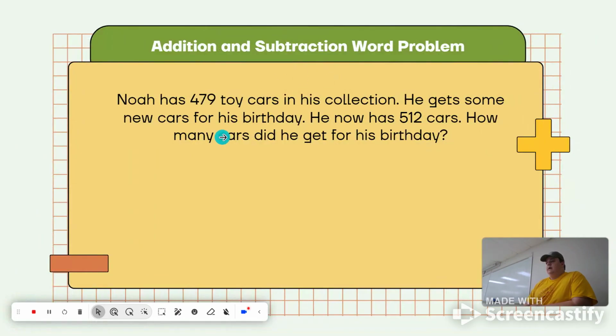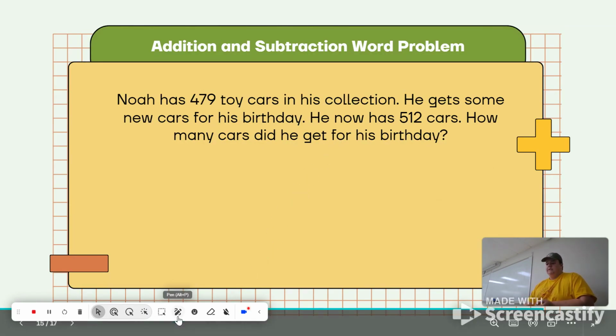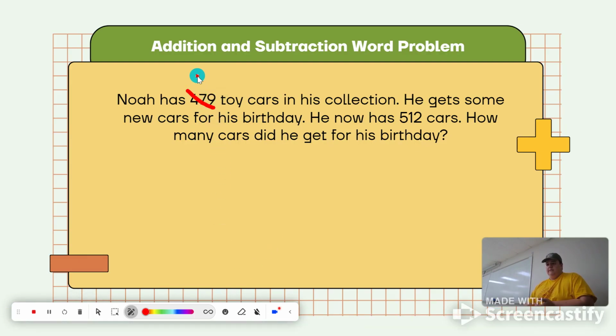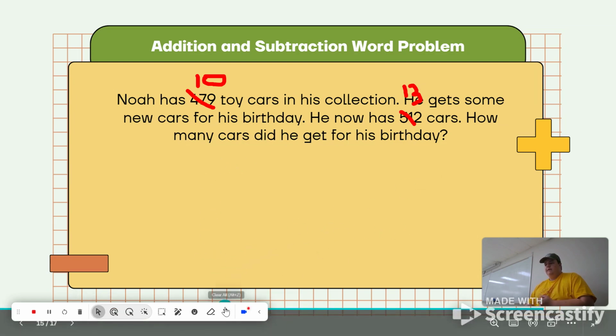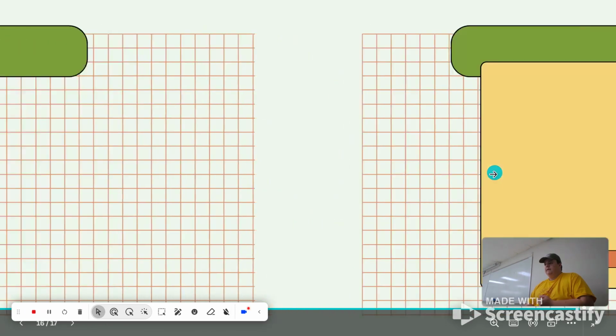Okay, so these are big numbers, but it kind of gives you an idea. Noah has 479 toy cars in his collection. Let's go ahead and mark this out and say Noah has 10. Okay, and say he gets some new cars for his birthday. So mark that out and say he now has 13. Okay, how many cars did he get for his birthday? Well, let's see. So the math comes out.